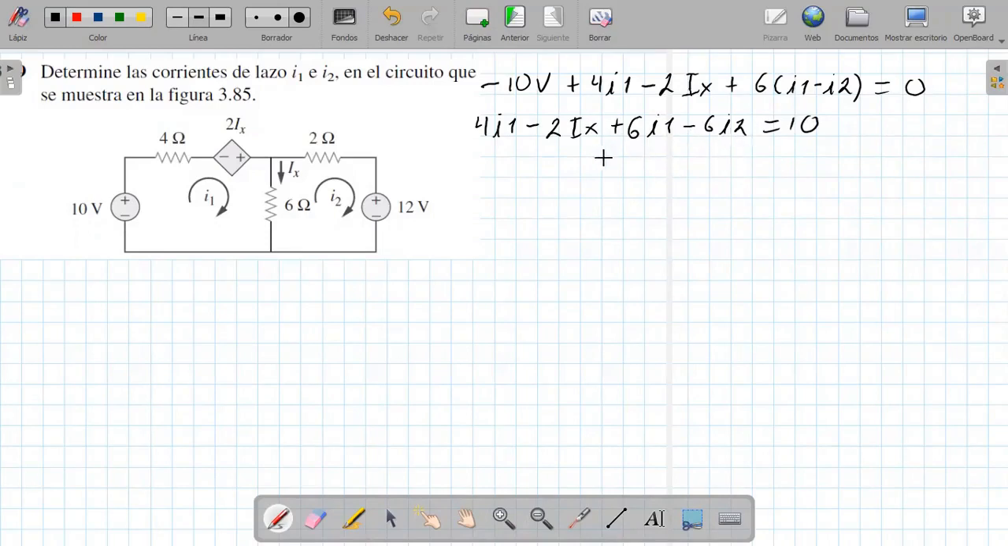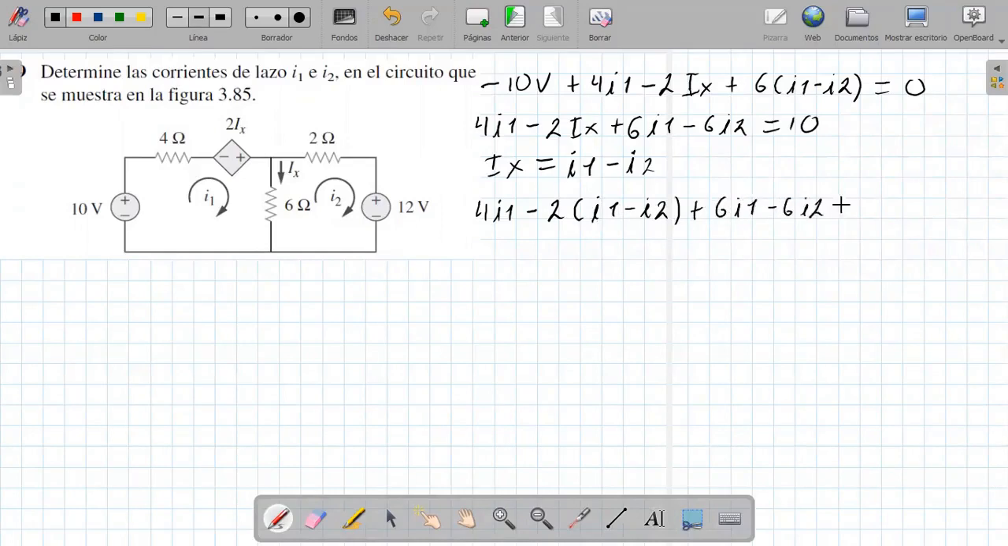Okay. Here what I need to know is how much Ix is worth. Since these are currents Ix and I2, the current Ix is the current I1 minus the current I2. If I replace that, I have 4 times I1 minus 2 times Ix, but Ix is worth I1 minus I2, plus 6 times the current I1 minus 6 times the current I2 equals 10.